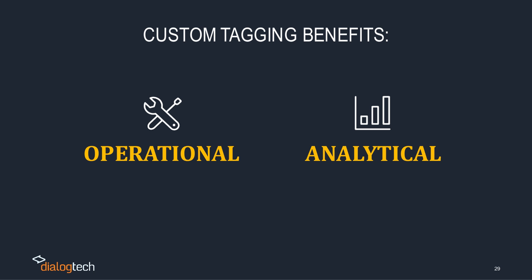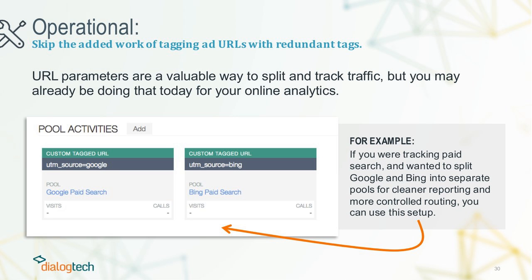With custom URL tagging, I think there's two benefits. One is operational and the other is analytical. We'll start out talking about the operational benefits, and this really goes back to nobody likes tagging, right? Nobody wants to go back and update their URLs. There might be a typo, you break all your ads. No fun. So the operational benefit of the URL tagging is taking those parameters you use today to differentiate the source of visitors and using them to trigger particular pools on the Dialog Tech side. And so in this case, I use UTM parameters, pretty pervasive throughout web analytics tracking. A lot of folks on the phone probably use these UTMs today.